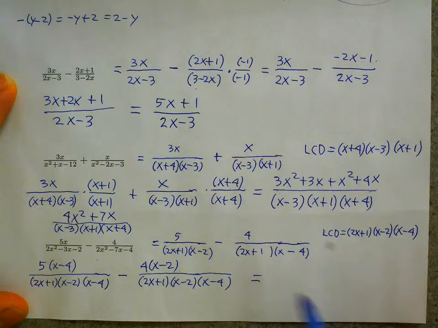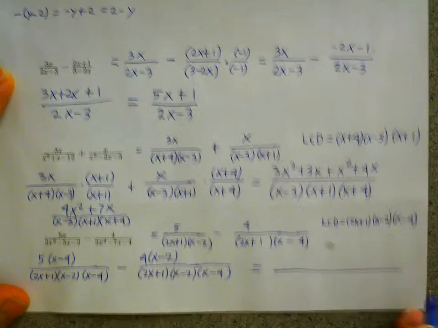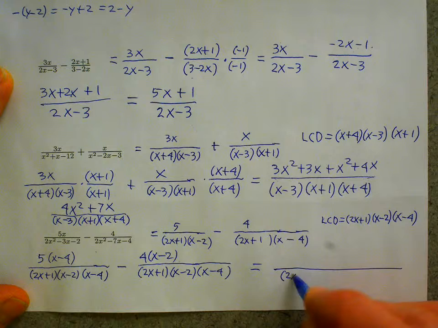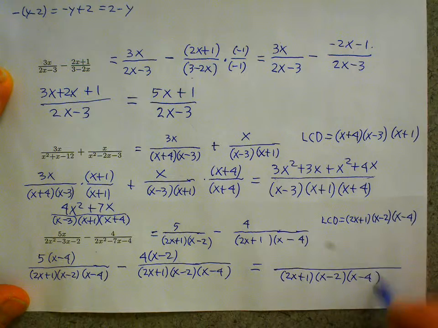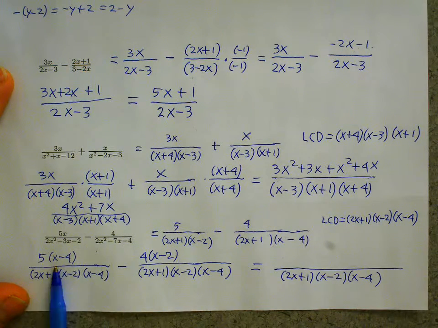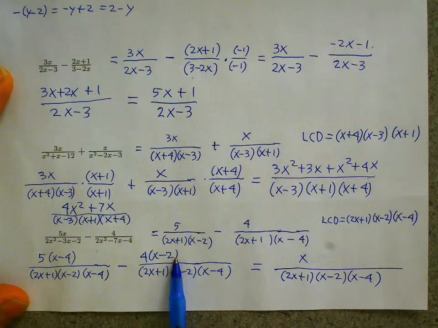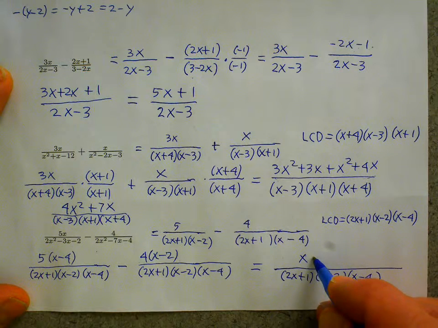So we can write the final result. We'll just do some of this in our head. We'll have the common denominator. So over here on the left, 5 times x minus 4 is 5x minus 20. And we're subtracting 4x minus 8. So 5x minus 4x is just x. And negative 20 minus negative 8 is negative 20 plus 8, or negative 12. So we have x minus 12.